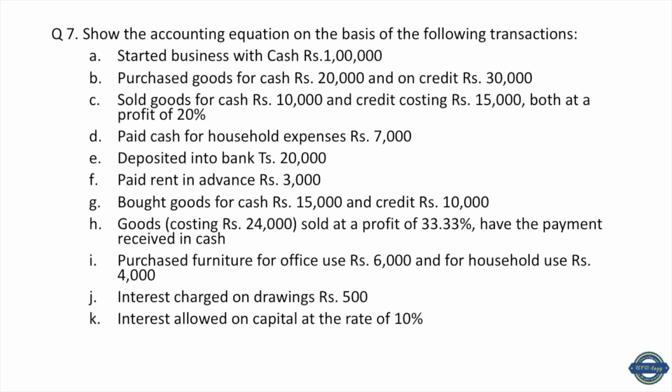for cash rupees 15,000 and credit rupees 10,000. Goods costing rupees 24,000 sold at a profit of 33%, have the payment received in cash. Purchase furniture for office use rupees 6,000 and for household use rupees 4,000. Interest charged on drawings rupees 500. Interest allowed on capital at the rate of 10%. Let's continue with the solution. Till then, please pause the video and copy down the question.